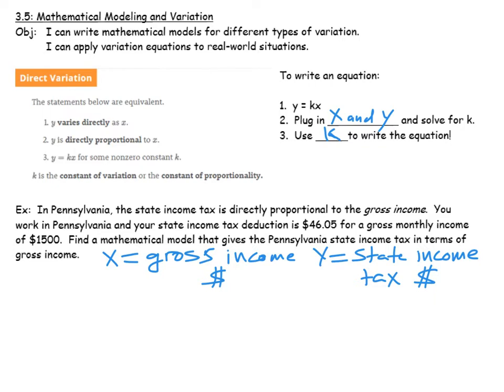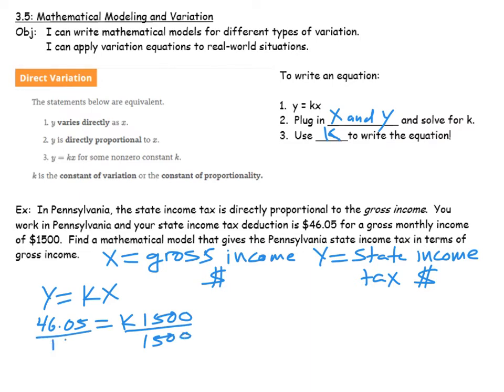So I'll head over here and get started. It's a direct variation model. As x goes up, y goes up. So here's what step 2 is saying. We have a piece of data that says if you made $1,500 as your gross income, your state income tax that you owe is $46.05.